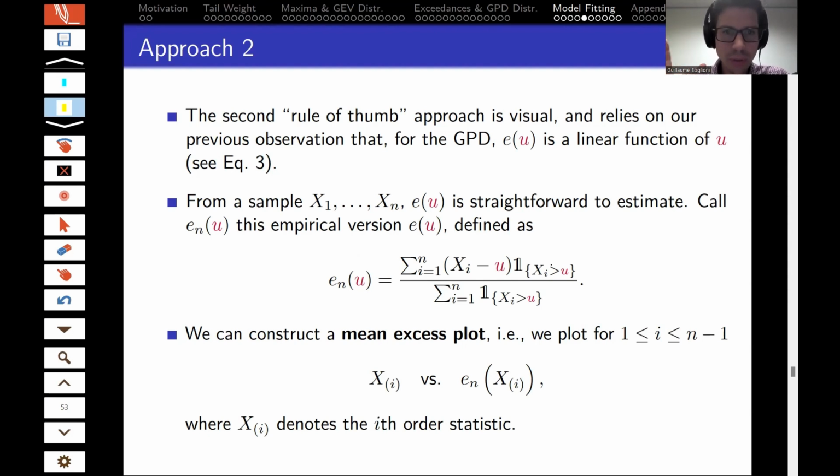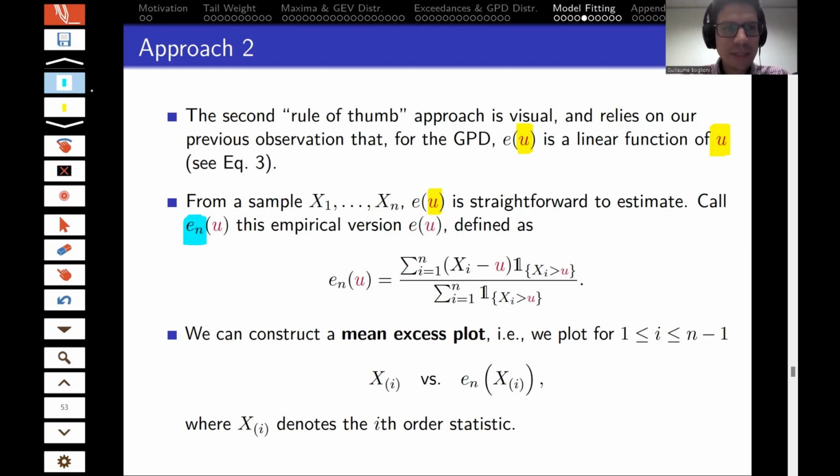The second approach to pick this U is visual, and it's going to rely on what we said earlier, that this mean excess function e(u) is a linear function of u. And the method is this. Well, first note that from a sample, e(u) is straightforward to estimate, because e(u), remember, is just the average of the exceedances over u. So to estimate e(u) in practice for different u's, you can do this easily. We call the empirical version of e(u) e_n(u). So e(u) is the theoretical and e_n is our empirical estimate of it, like we have E[X] as the theoretical expectation and X bar as our empirical estimate of it.